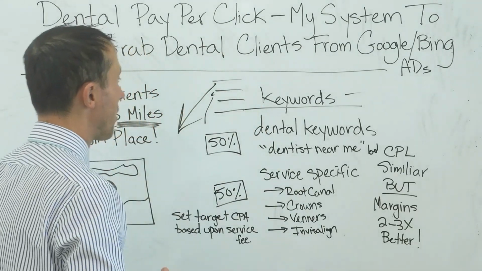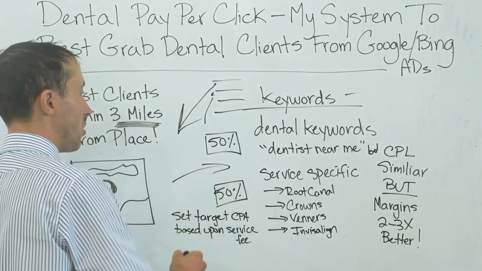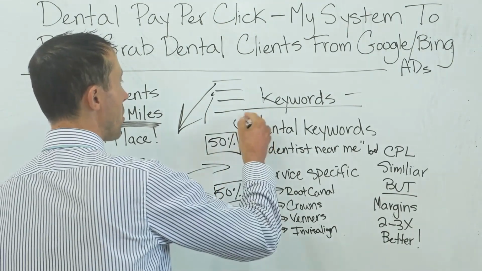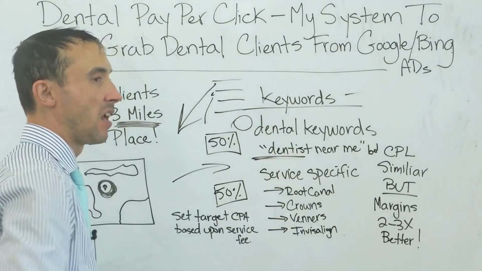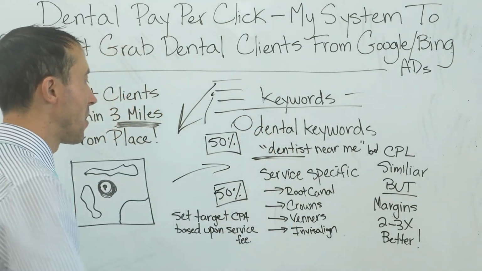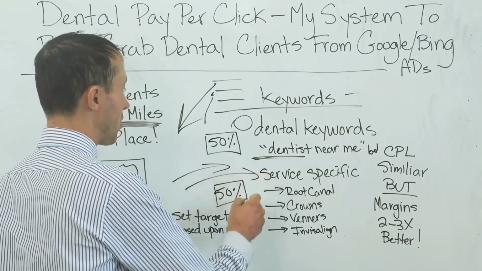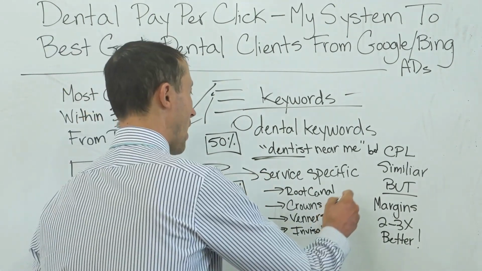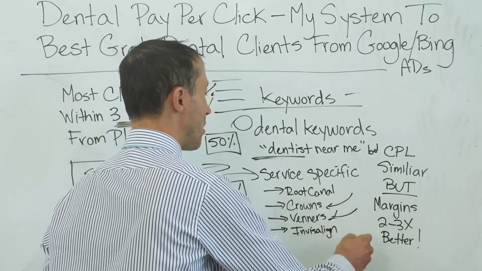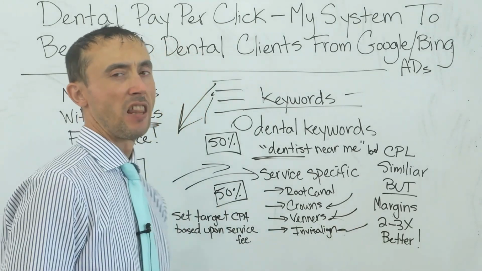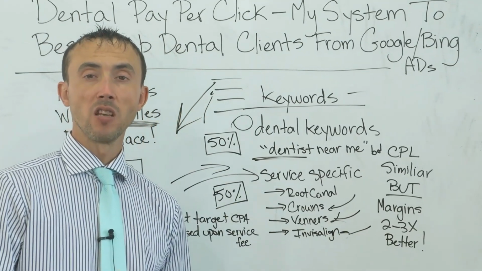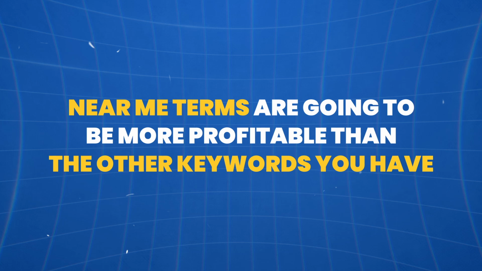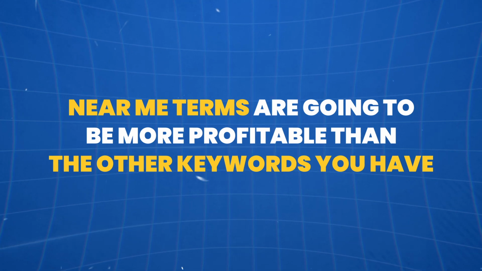That all said, okay, there are two categories of keywords you can target here. There are the general keywords like dentist near me, dentist Dallas, that kind of thing. And then there are the service specific keywords like root canals near me, crowns near me, veneers near me, Invisalign near me, and the like. Which, by the way, small secret here, near me terms are going to be more profitable than any of the other keywords you have.